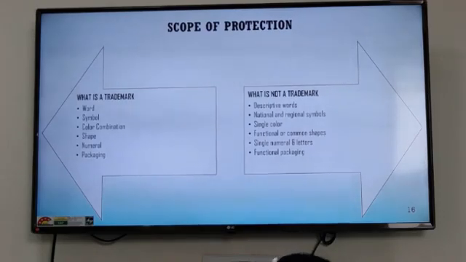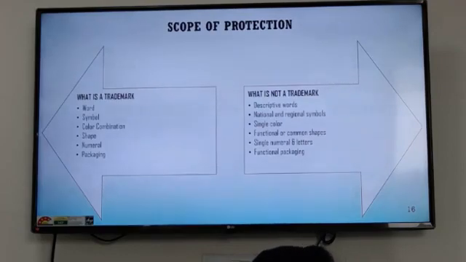Why? Because a trademark is something where, like a patent, like I talked about, or like a copyright, you would get protection where the law would give you the right to call yourself the sole owner. So you cannot have a situation where you end up monopolizing solely a national or regional symbol or a single color. You can't say, I am Red FM and I own the color red. No one else can use red ever again. That's not possible. Or you can't take a functional or common shape and say, I own this particular shape and no one can use it. Or single numbers or single letters, or even a functional packaging. So anything that everyone else has a right to use, you can't claim as your monopoly.